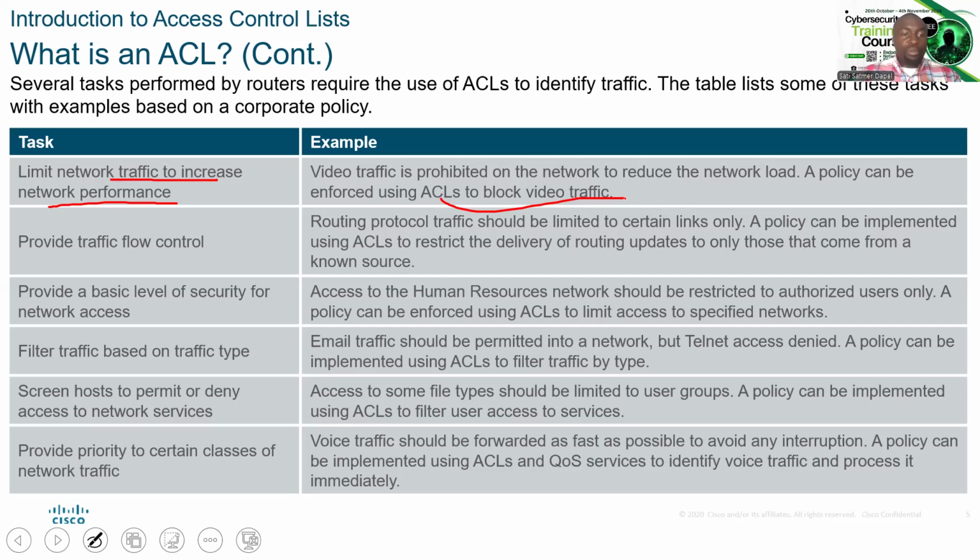Another one is to provide traffic flow control. Routing protocol traffic should be limited to certain links only. A policy can be implemented using access lists to restrict the delivery of routing updates to only those that come from a known source. Very, very important. Then you will be able to do it.